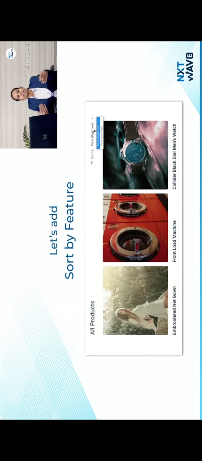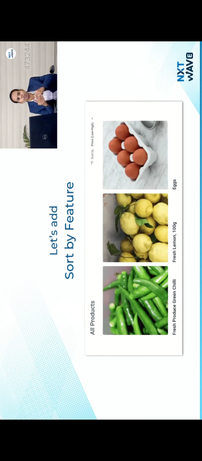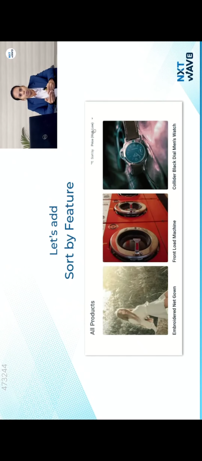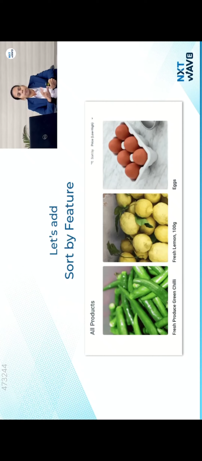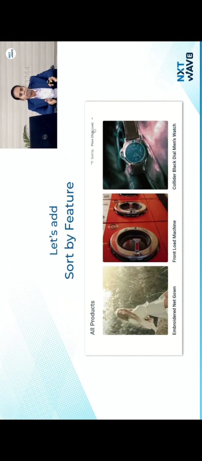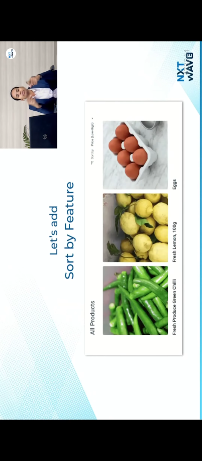So in today's session, we want to add a sort by feature. There you can see on the top, we have sort by. There are two options, price high to low and low to high. Based on the drop-down selection, the products being displayed below are sorted accordingly. So we want to achieve this functionality. Firstly, let's focus on the header on the top.